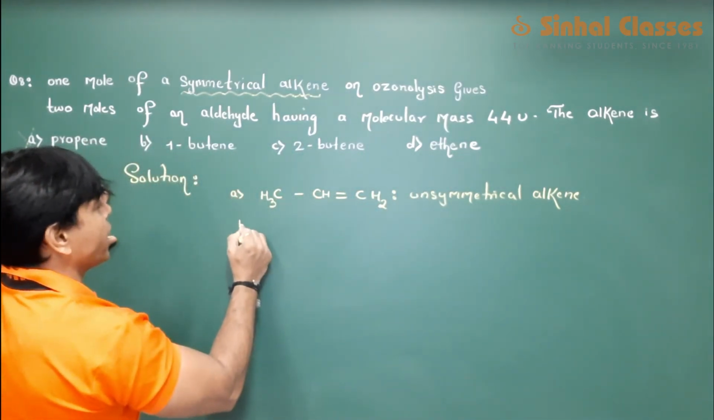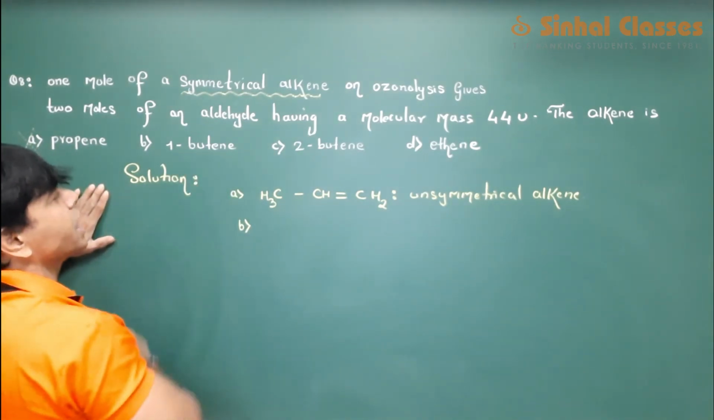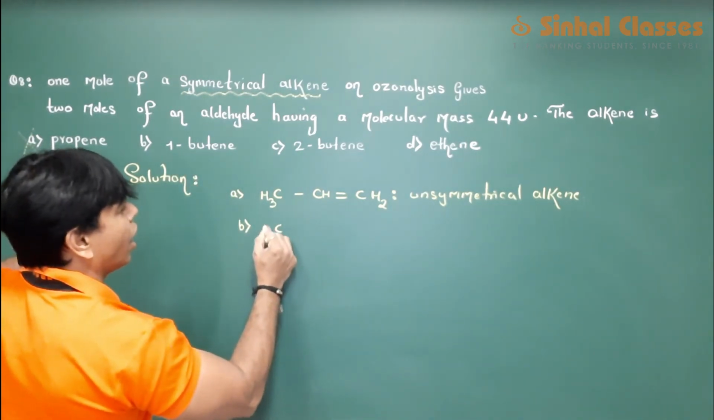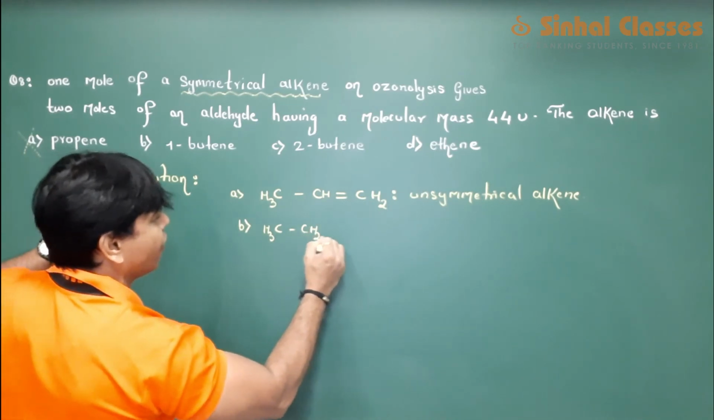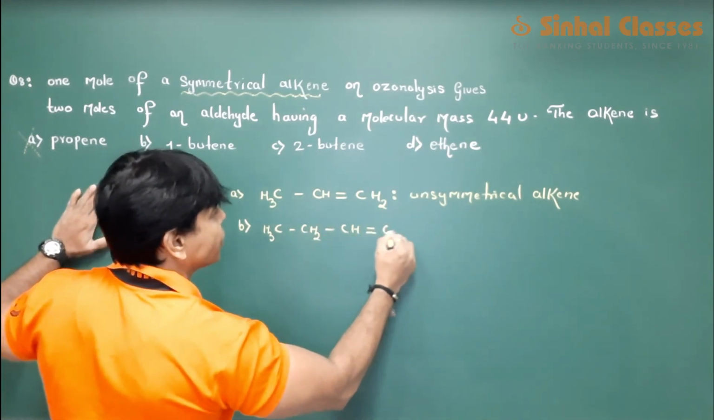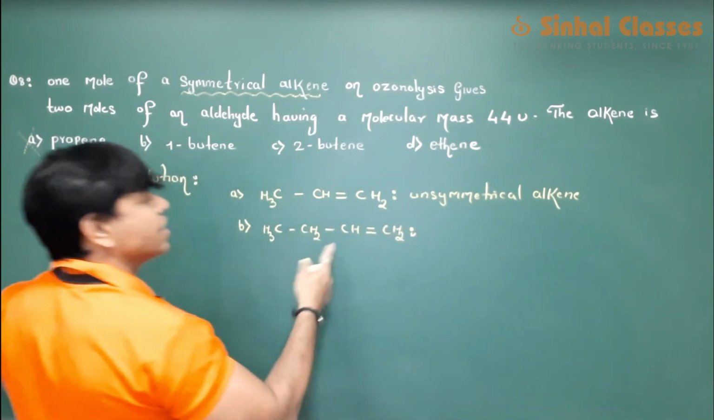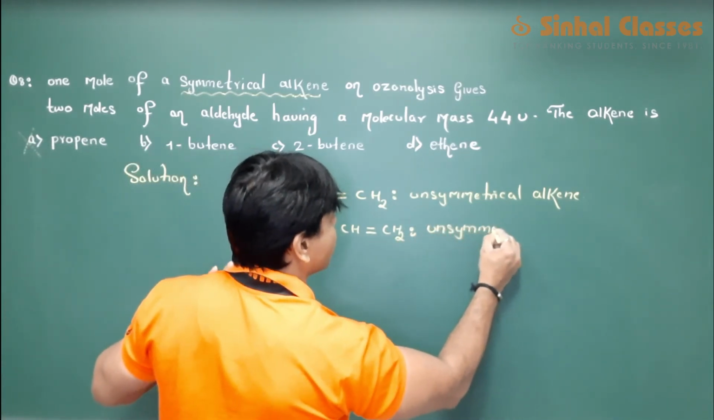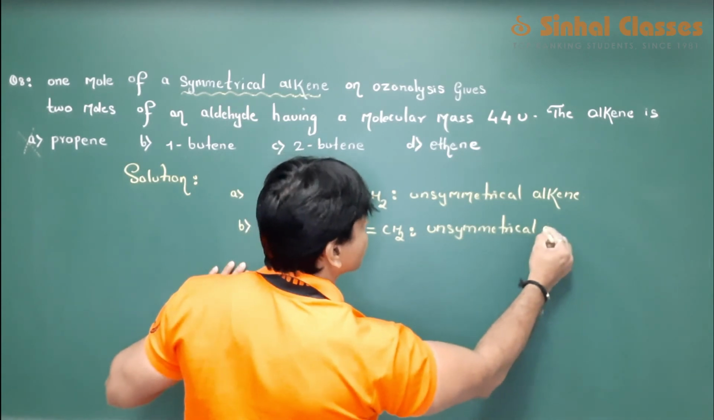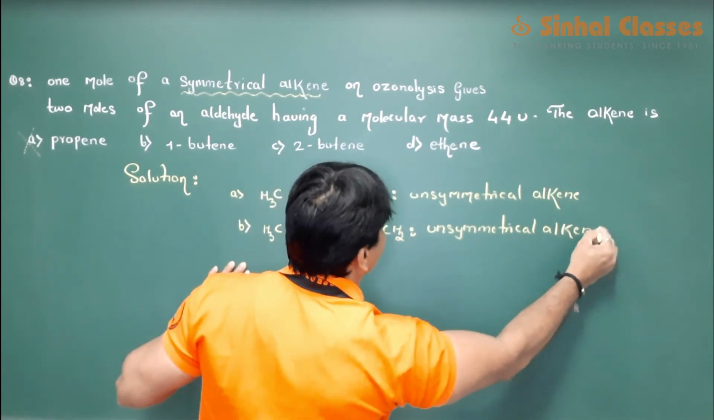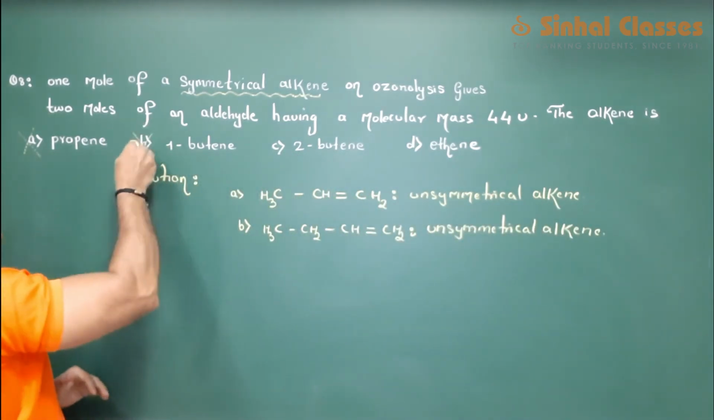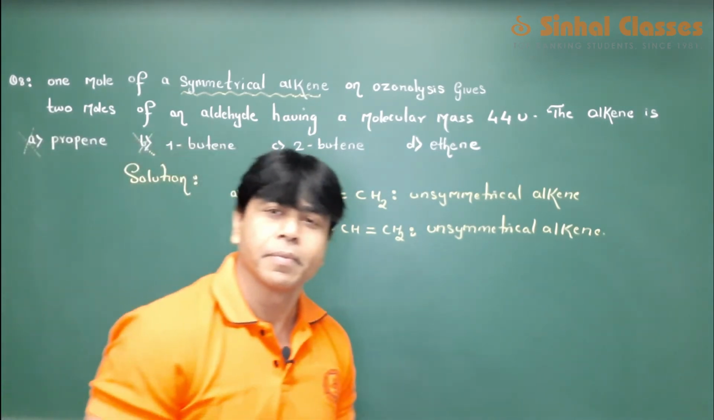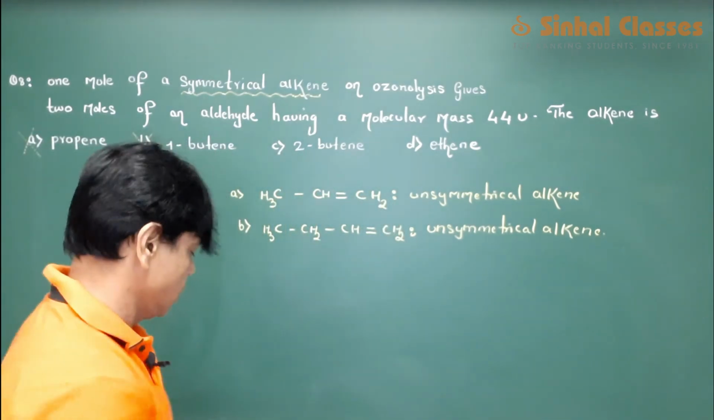Okay. What about B? 1-butene. This is again unsymmetrical alkene. So this cannot be your answer. So B is also ruled out.